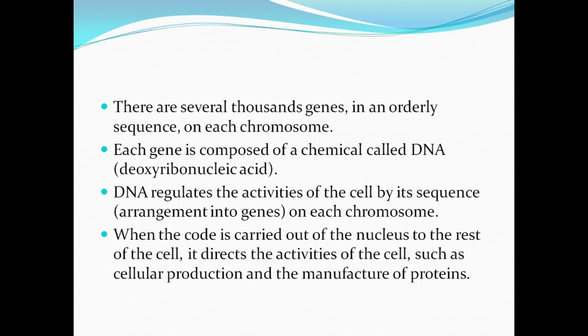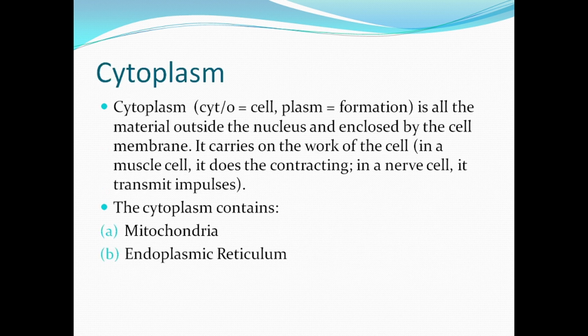There are several thousand genes in an orderly sequence on each chromosome. Each gene is composed of a chemical called DNA, and the full form of DNA is deoxyribonucleic acid. DNA regulates the activities of the cell by its sequence on each chromosome. When the code is carried out of the nucleus to the rest of the cell, it directs the activities of the cell, such as cellular production and the manufacture of proteins.